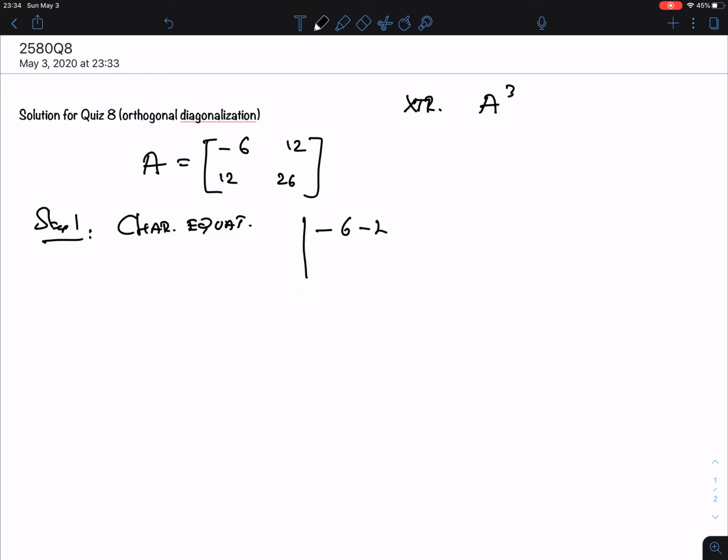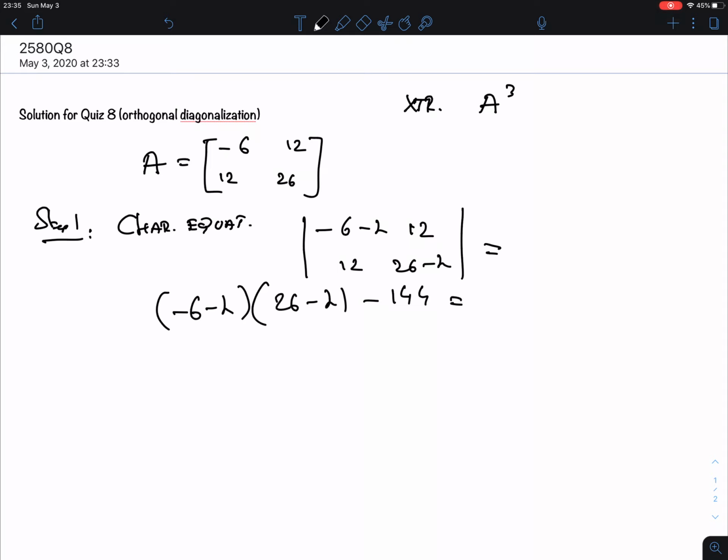We subtract lambda from the diagonal. And so we get (-6 minus lambda) times (26 minus lambda) minus 12 squared, which is 144. Okay, so we expand. -6 times 26 is minus 156. Then plus 6 lambda minus 26 lambda plus lambda squared minus 144. Now, if you get something wrong here, then you're in trouble a bit. Okay, so this is equal to 0.